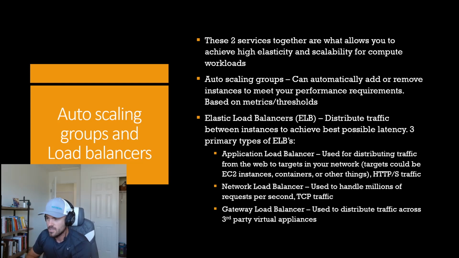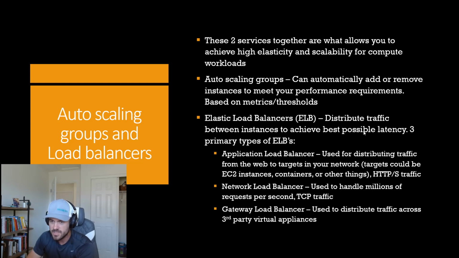All right. Load balancers are going to be what distributes traffic between your instances to achieve the best possible latency. All right. There's three primary types of load balancers. There's an application load balancer, which is used for distributing traffic from the web to targets in your network. We'll talk more about what targets are in a little bit. We'll actually elaborate more on ELB in general here shortly, but targets could be EC2 instances, containers, or a few other things. And application load balancers are going to work with HTTP and HTTPS traffic.